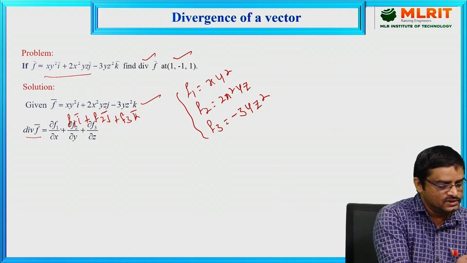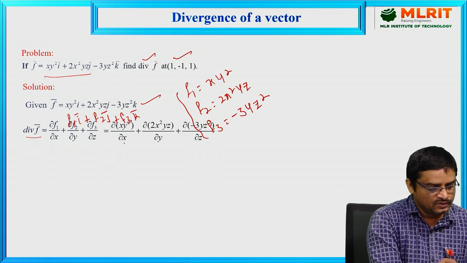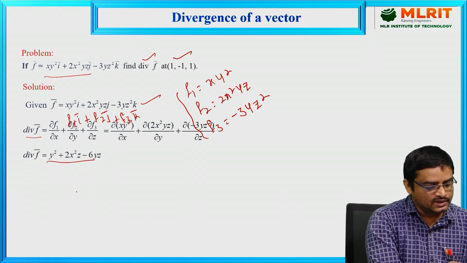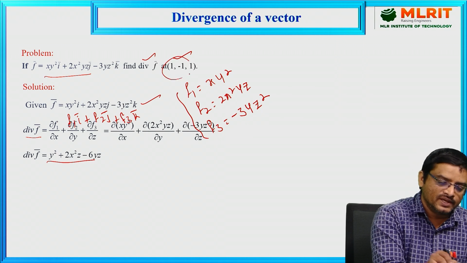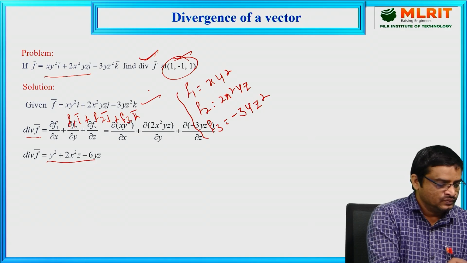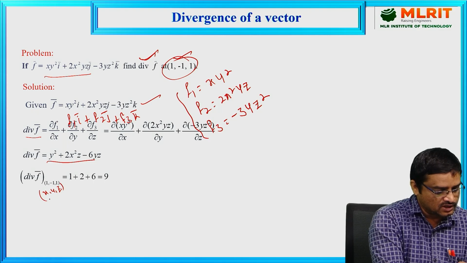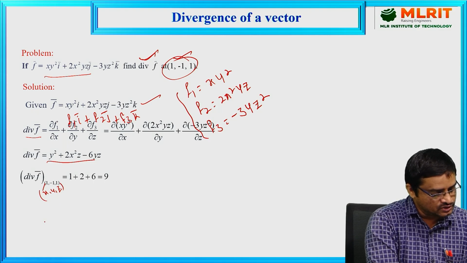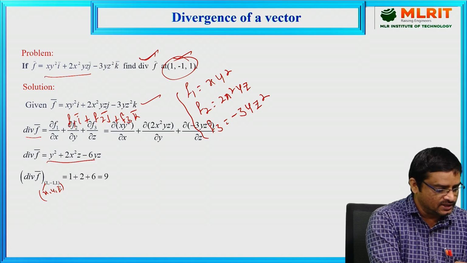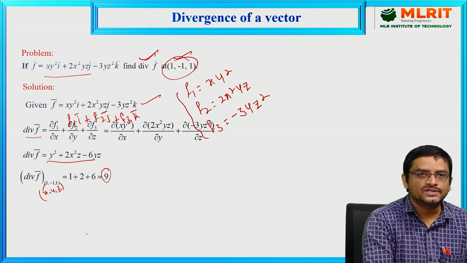So div f bar is given by dou f1 by dou x plus dou f2 by dou y plus dou f3 by dou z. You find these values and you will get y square plus 2x square z minus 6yz. But here in the problem the particular point is given, and at that point we have to find the divergence of this vector. So substitute that point here, which is of the form x comma y comma z. In place of x, take x is equal to 1. In place of y, take y is equal to minus 1. In place of z, take z equal to 1. If you substitute this, you will get our scalar value, that is 9.